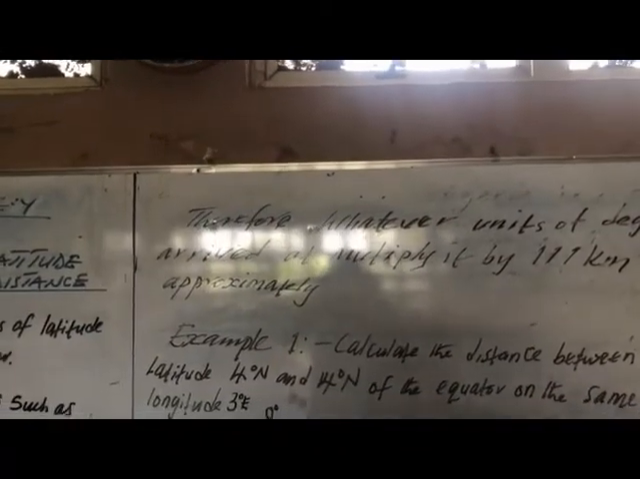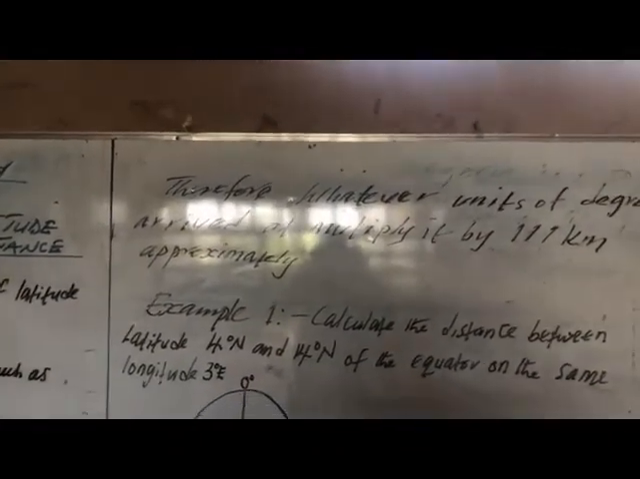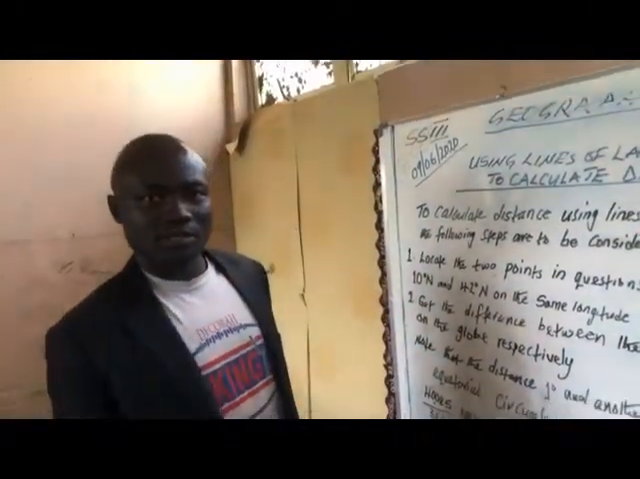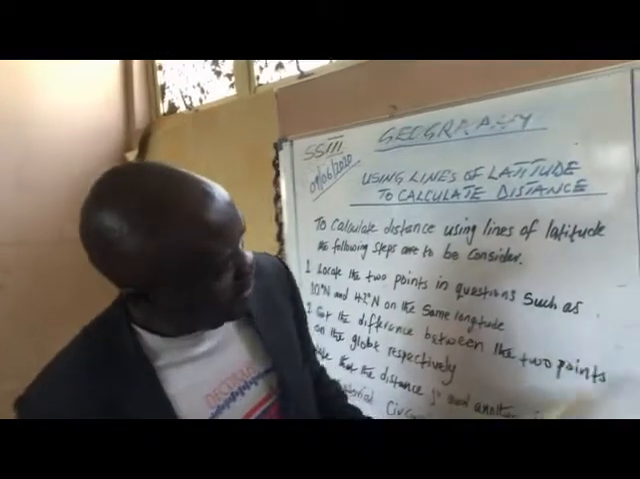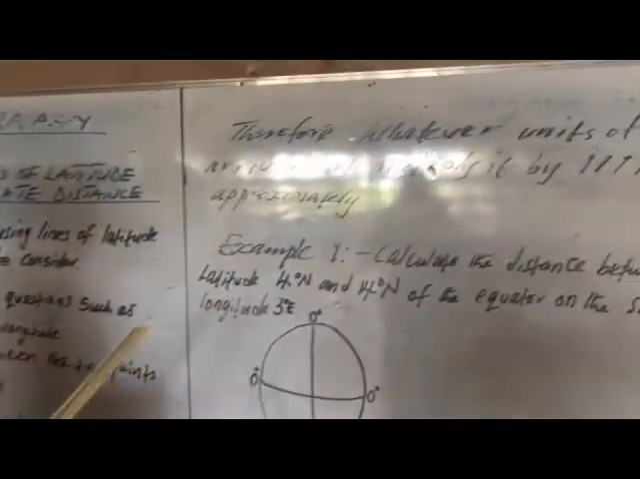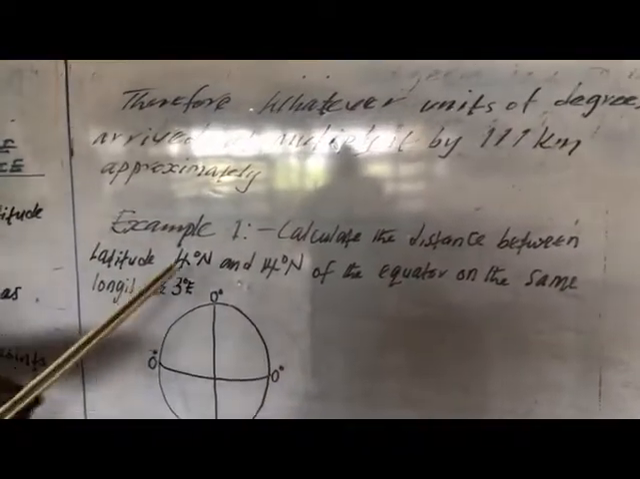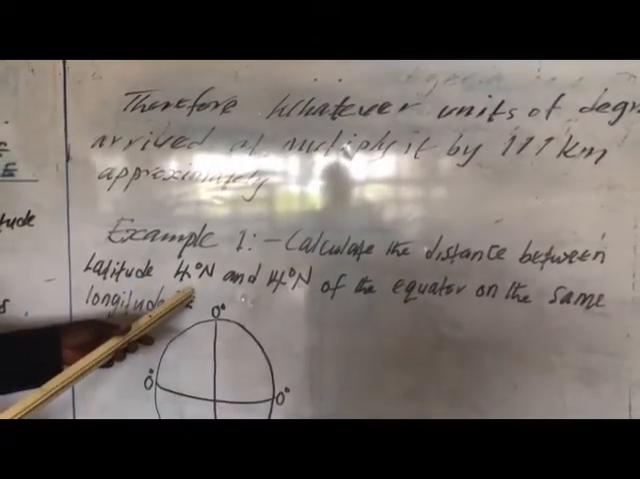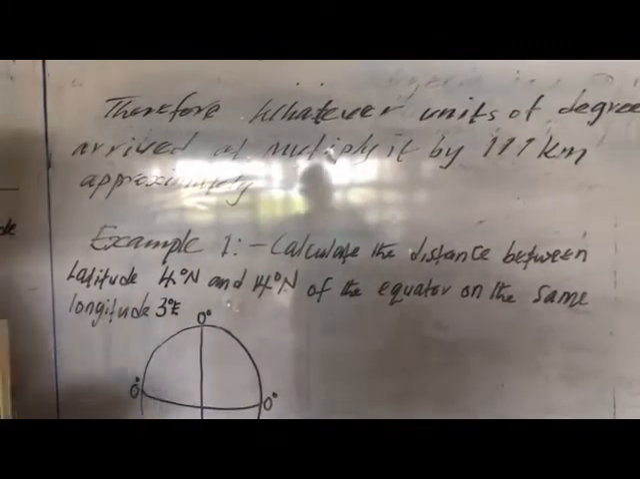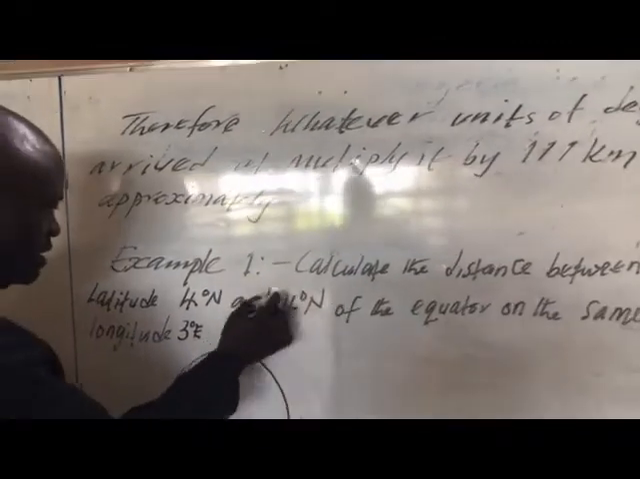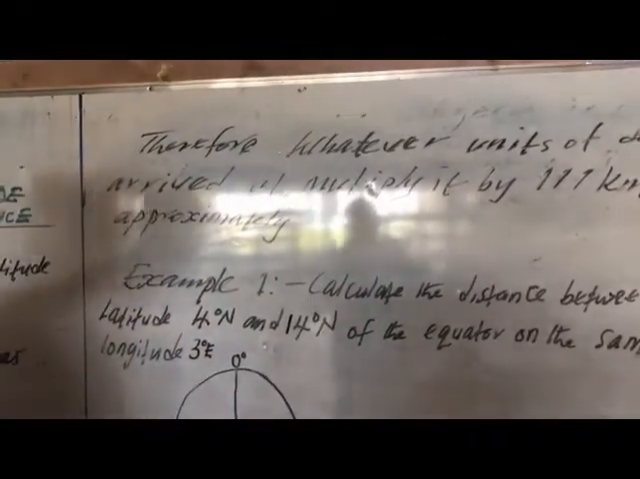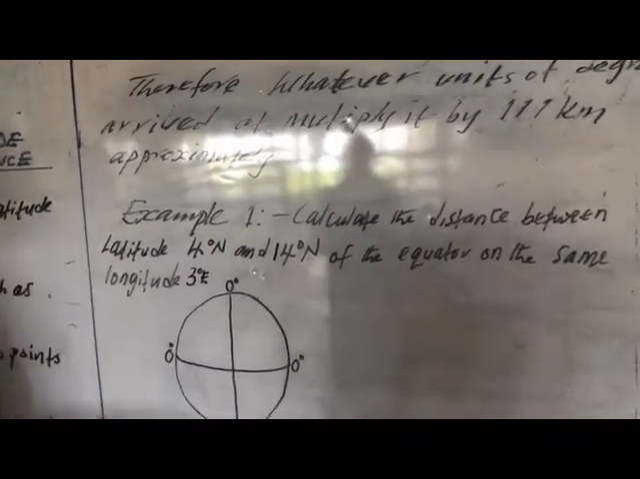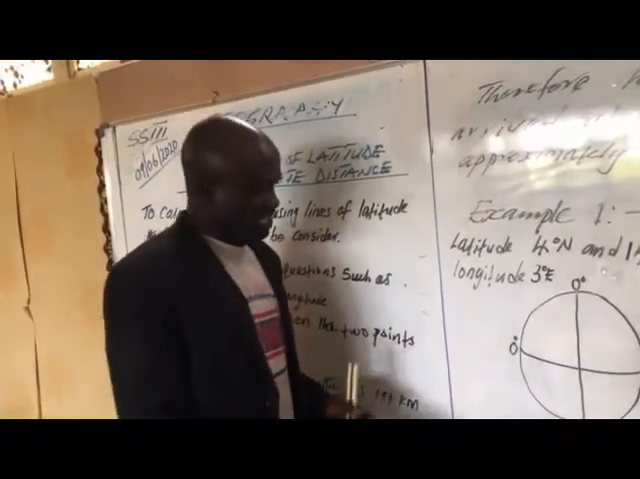Now, let's go by a simple calculation using the same steps. Using this example 1, as the question implies, calculate the distance between latitude 4 degrees and 14 degrees north of the equator on the same longitude.